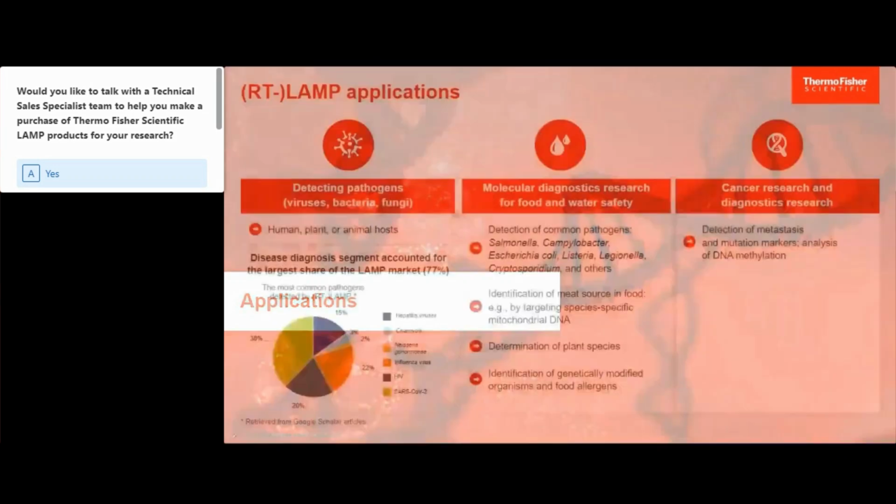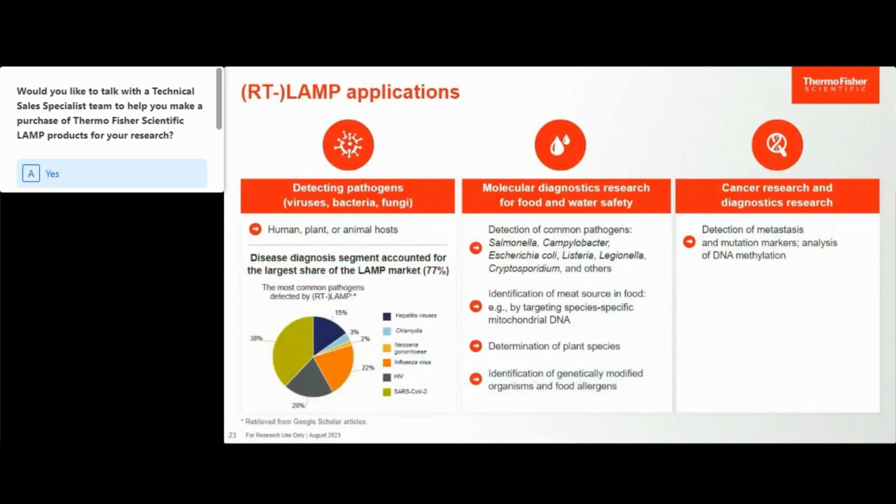Now let's move to the LAMP applications. LAMP or RT-LAMP technology can be applied to a wide range of applications, including pathogen detection, molecular diagnostics research for food and water safety, and cancer research and diagnostics. Since the prevalence of infectious diseases is increasing, LAMP or RT-LAMP technology can help to quickly detect pathogens and diagnose diseases in early stages. Pathogens including viruses, bacteria, or fungi can be detected using LAMP or RT-LAMP.